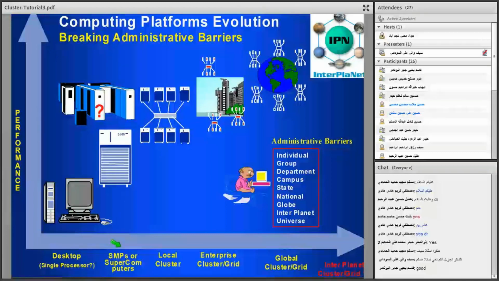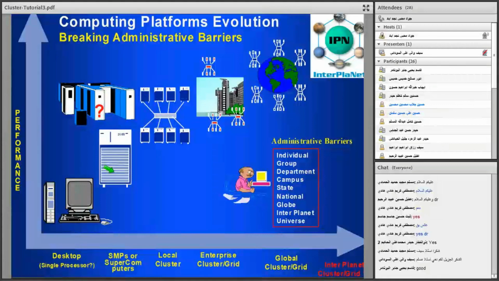And after this computer, we can see the supercomputer. The supercomputer, or symmetric multiprocessor, is a machine which consists of several processors. Instead of using a single processor, we can use a machine which has several processors. It's called symmetric multiprocessors or supercomputer. But we know that the number of processors which can be placed on a motherboard is limited.